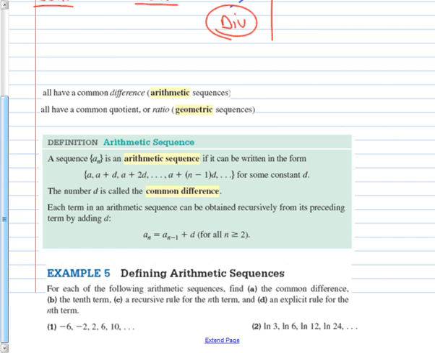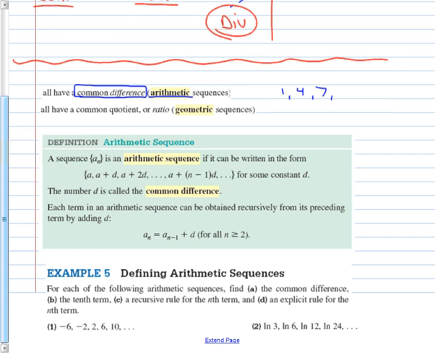Now, we are going to study 2 specific sequences because there are formulas that go along with them. Arithmetic sequences, where we have a common difference. A common difference is every number has the same difference between them. 1, 4, 7, 10, 13. What's my common difference? 3. Now, how do I get my common difference? Well, I can take any number and subtract the previous one. 4 minus 1, 7 minus 4, 10 minus 7. Common difference. That is an arithmetic sequence.